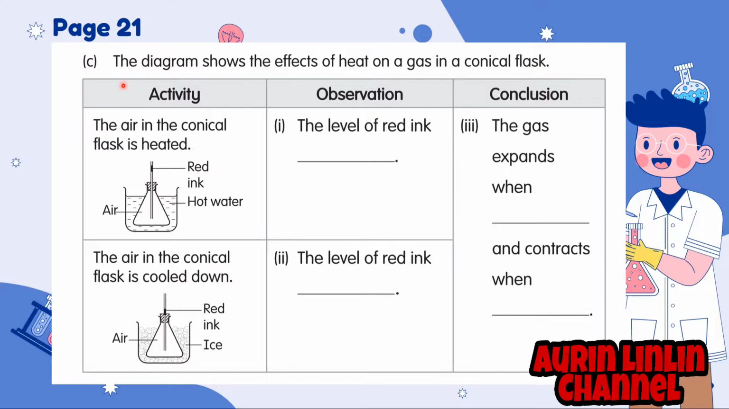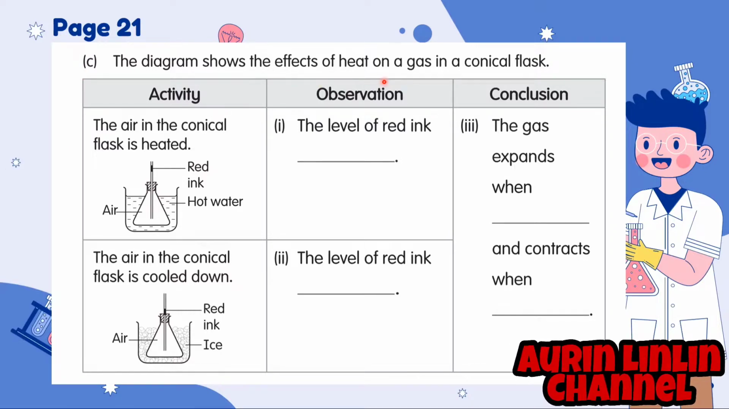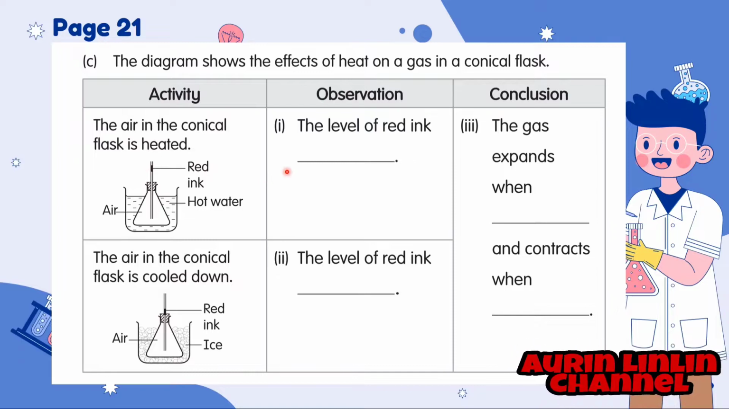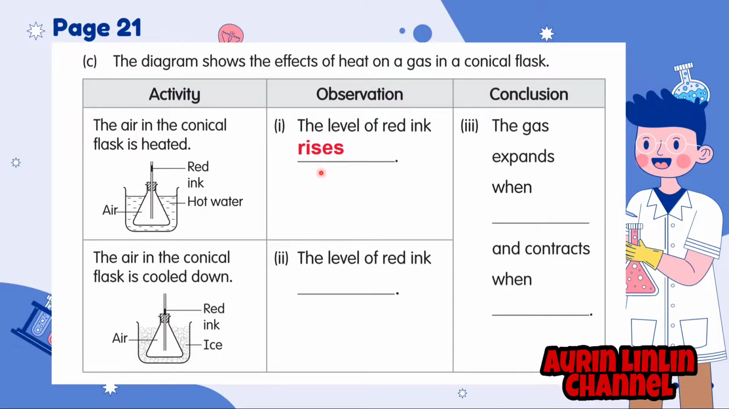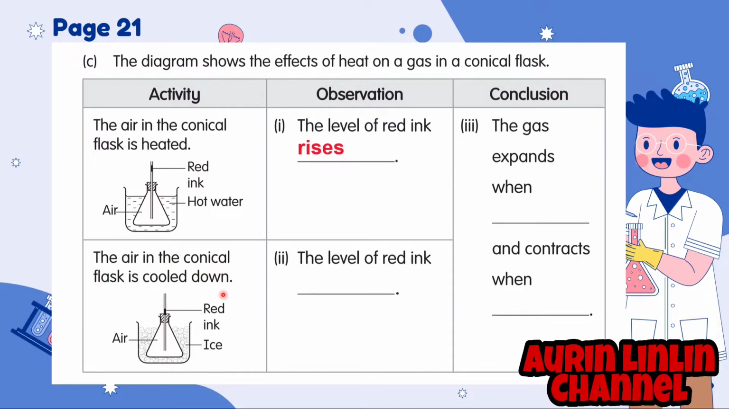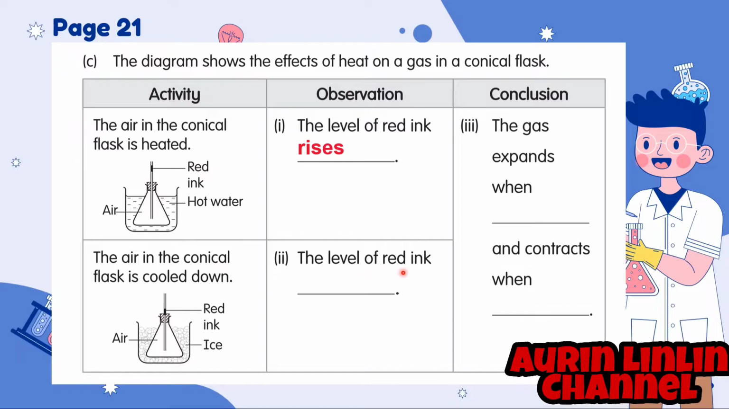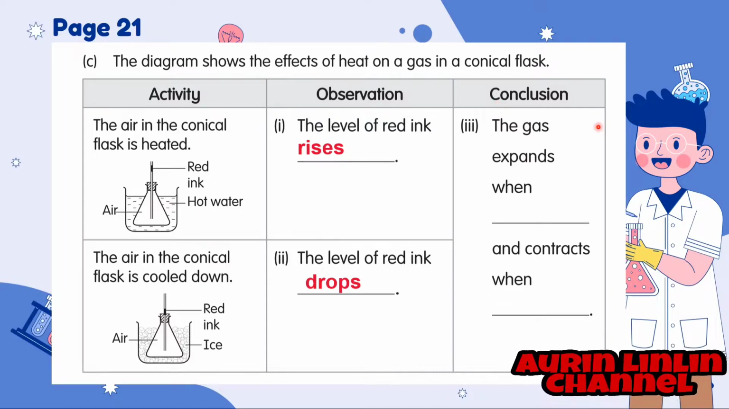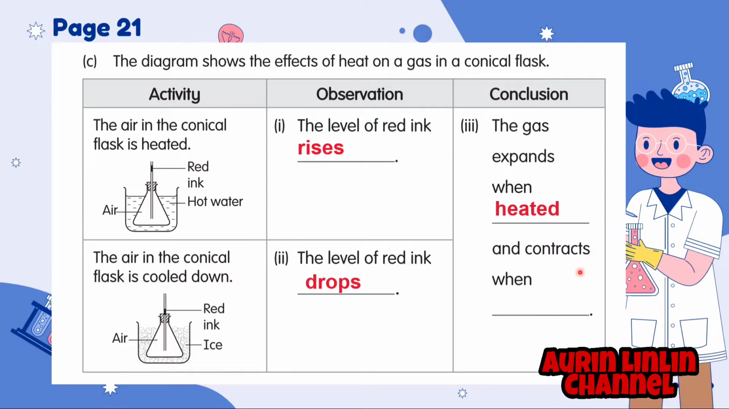Activity C. The diagram shows the effect of heat on a gas in a conical flask. Activity 1. The air in the conical flask is heated, and the observation is the level of the red ink rises. And after that, the air in the conical flask is cooled down, and the level of red ink drops. And the conclusion from this activity is the gas expands when heated and contracts when cooled.